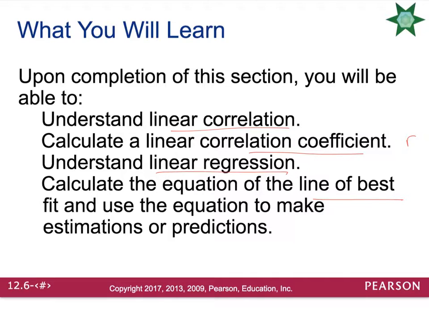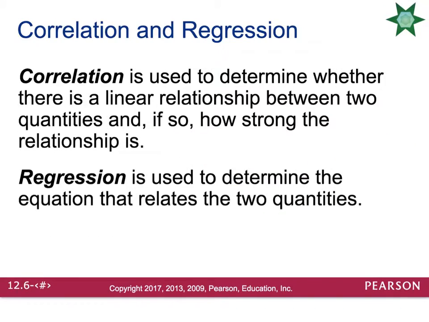We're going to do all of these calculations in our calculator because they can be very, very time consuming and tedious by hand. First, a few definitions. Correlation is just used to determine whether there's a linear relationship between two quantities, and if so, how strong the relationship is. Regression is going to be used to determine the equation that relates the two quantities.